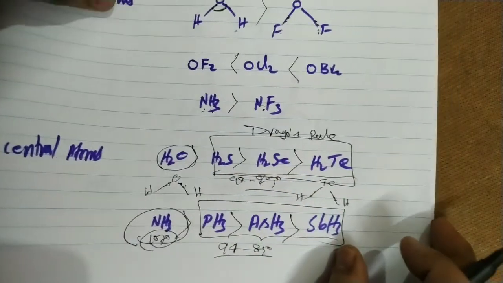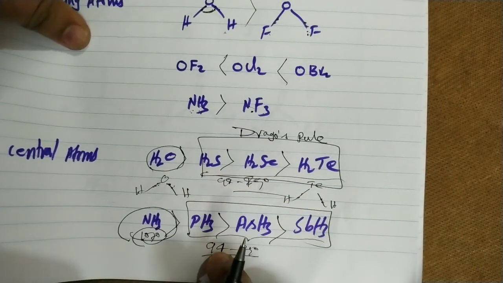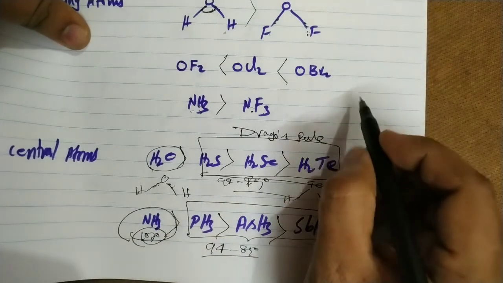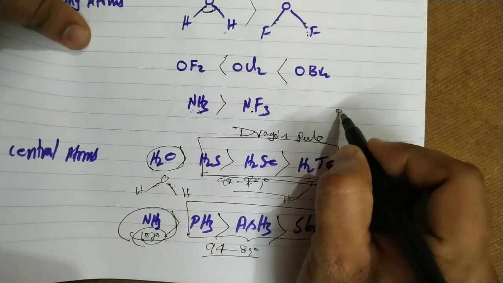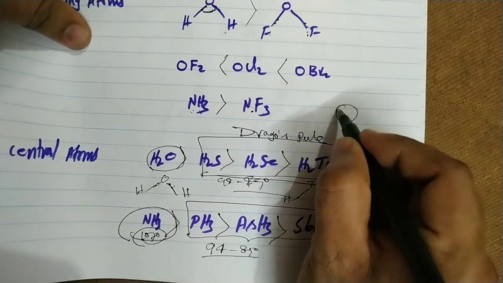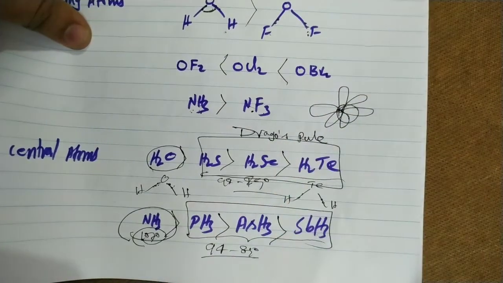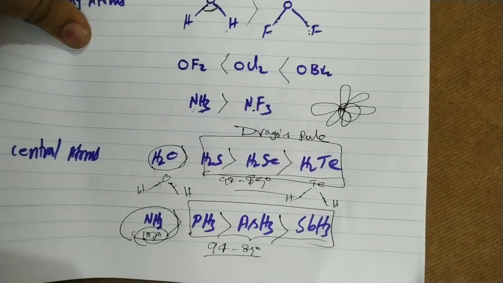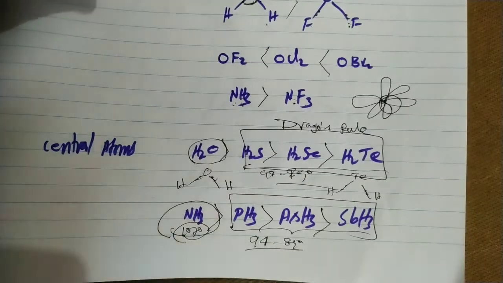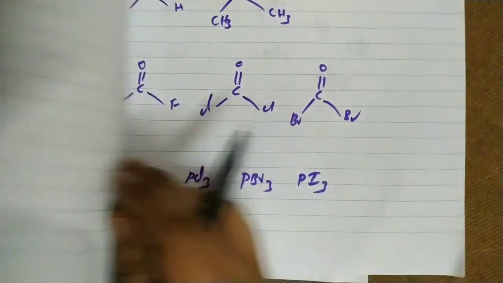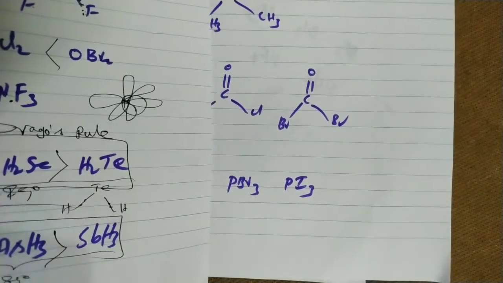So now when these molecules are formed by the overlapping of pure atomic orbitals, you know that on the phosphorus or sulfur, the s orbital and these p orbitals are perpendicular to each other. That's why the bond angle is nearly 90 degrees. That is Drago's rule. And next, let us discuss some more examples.